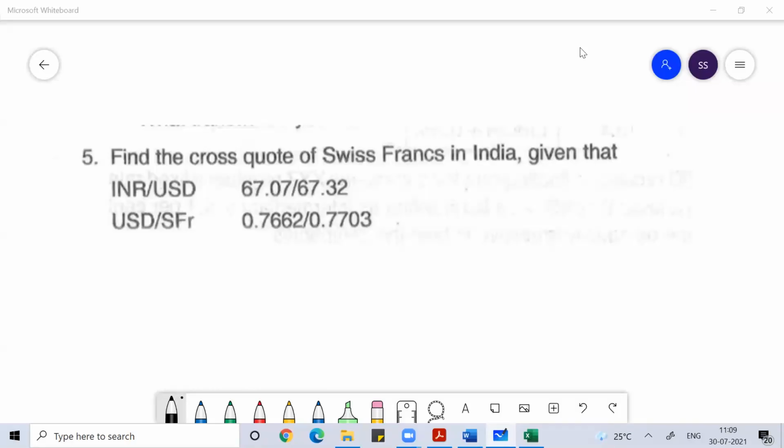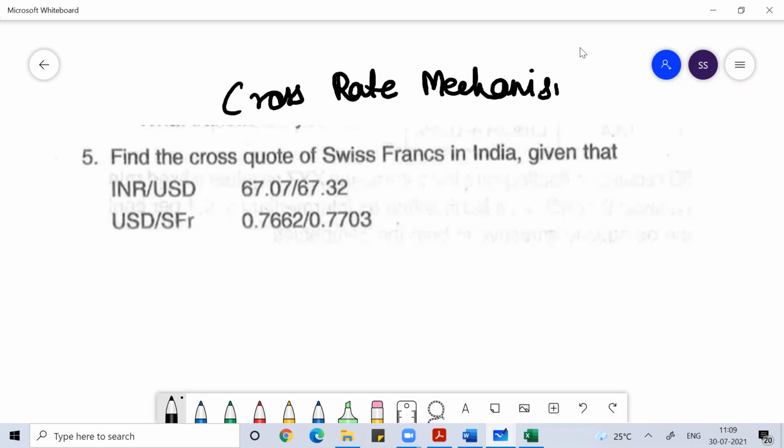Many times in the exam you get a problem based on the cross rate mechanism. The cross rate mechanism basically works when, for the two currencies on which we want to establish the exchange rate, there is no prescribed or liquid exchange rate existing in the market between them.